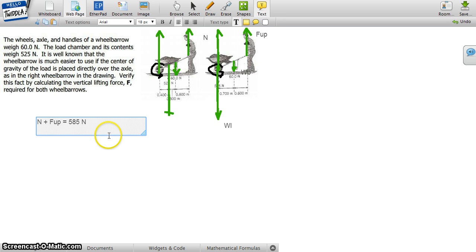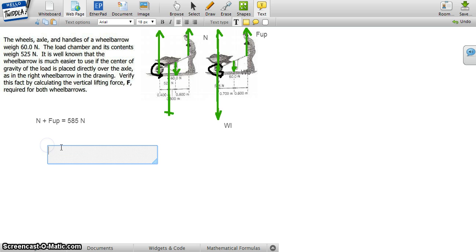There's two unknowns. So I'm going to pick my pivot point down here at this end and write a torque equation. By picking that point down here at the end, that eliminates that normal force up. And so I'm going to have the torque from the load plus the torque from the barrel is equal to the torque upward.